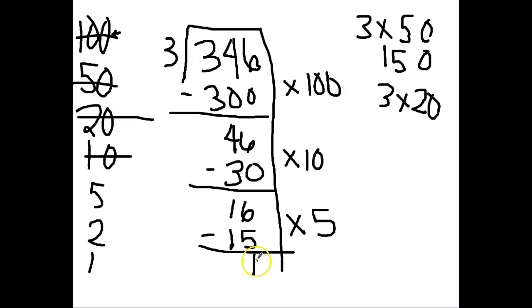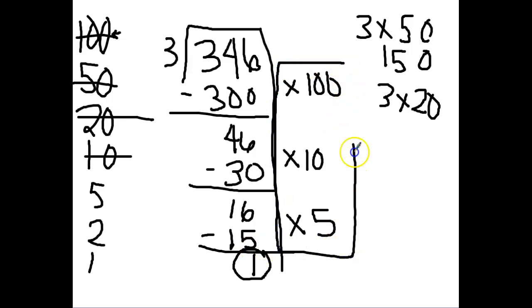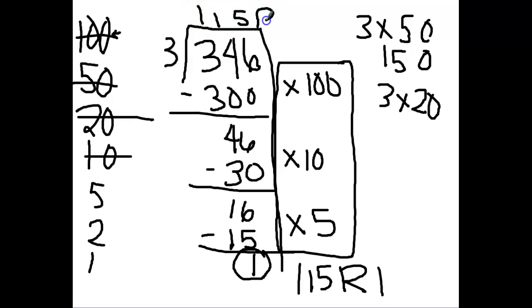Now this is where I'll look and say, all right, I know 1 is less than my divisor, which is 3. If your answer is less than your divisor, that's when you stop and you realize, all right, that's my remainder. So in order to find your answer, you have to add up your friendly numbers. Let's add up our friendly numbers. 100 plus 10 plus 5 is 115. And then we have a remainder. We have something left over, which is 1. So my answer is 115, remainder 1.